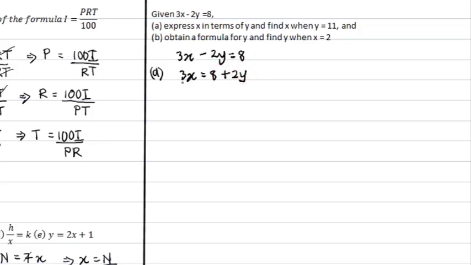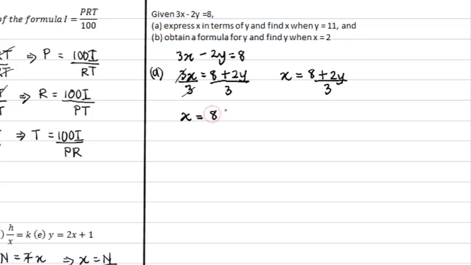Okay, but now we still have 3 with this x, we need to remove this 3. So we're going to divide both sides by 3. So 3 cancels 3 here. So now we're left with x is equal to 8 plus 2y over 3. So we've done the first part. Second part said find x when y is 11. Now I want to find the x value if we are given y as 11.